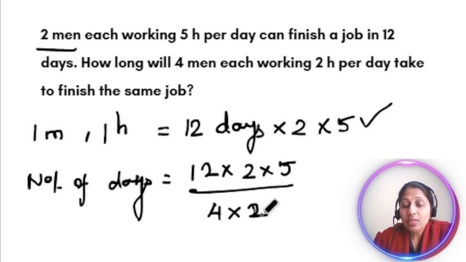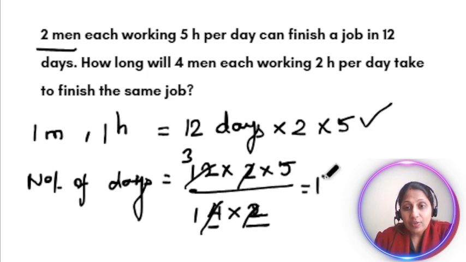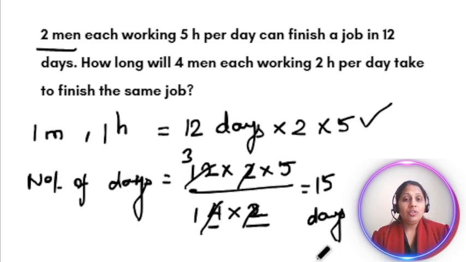And also remember, this number of days is inversely proportional to the number of men and number of hours. That's why we are writing in the denominator. So now cancel out 1 time. This is 3 times. This is 1. This is 1. So 3 times 5, which gives you 15 days. So they will take 15 days to complete the same job. I hope you are clear with this problem.